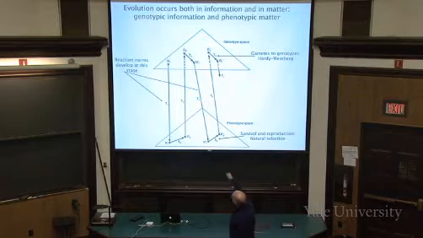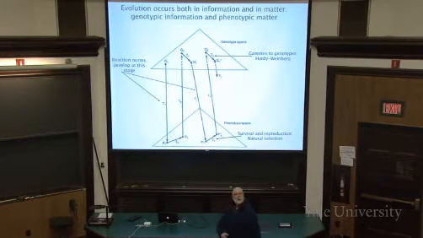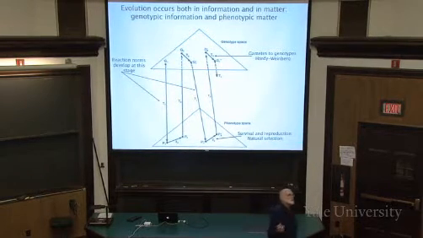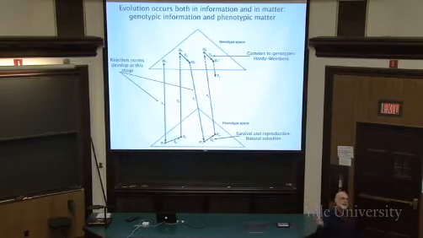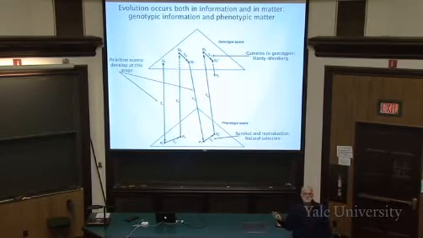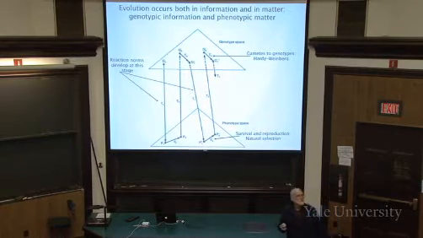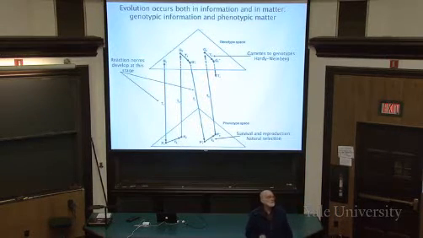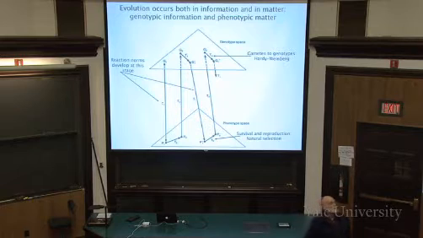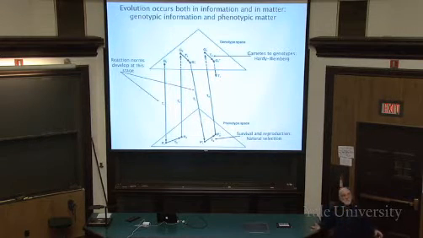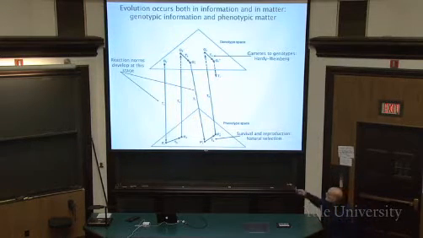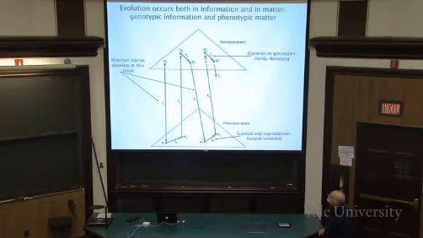Now, the important thing is that all of these things go on in every generation. You can't get away from any of them. In every generation there's genetics, in every generation there's development, and in every generation there's ecology and behavior. So they're all necessary components of understanding the microevolutionary process.